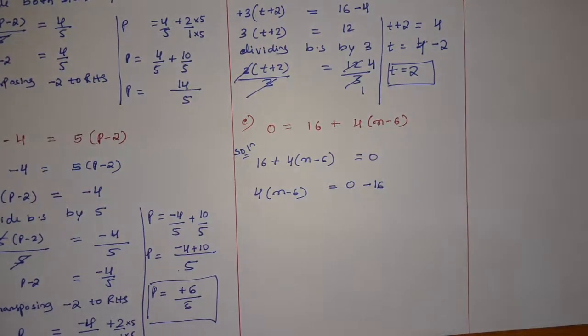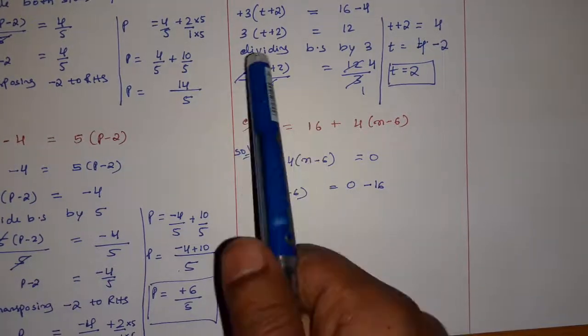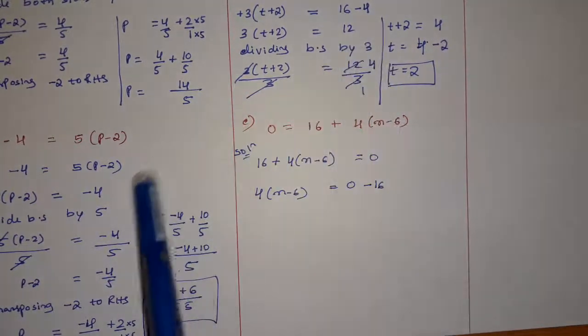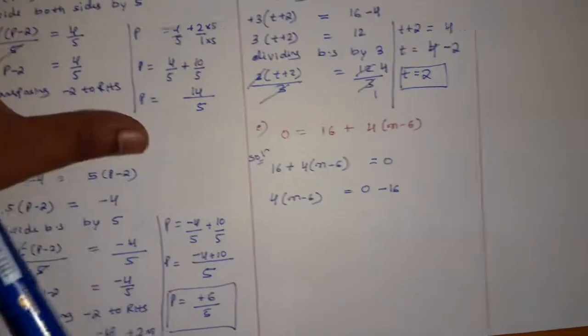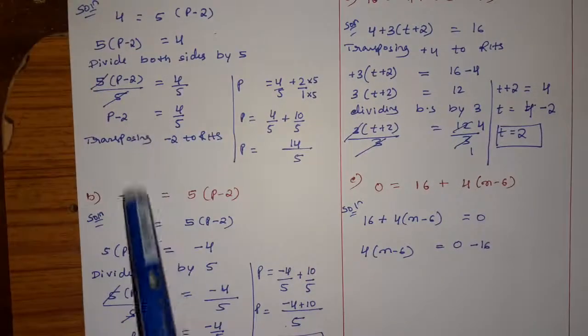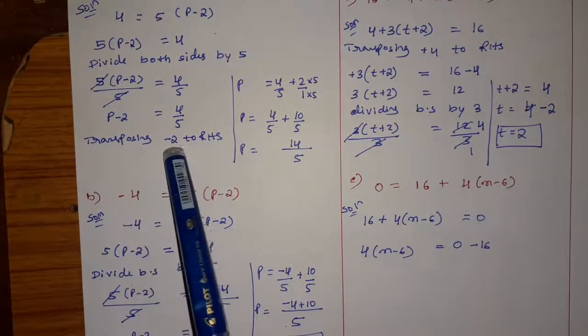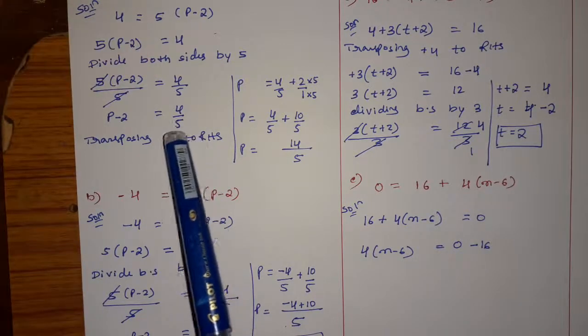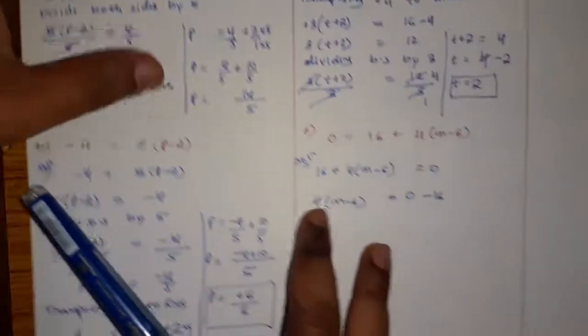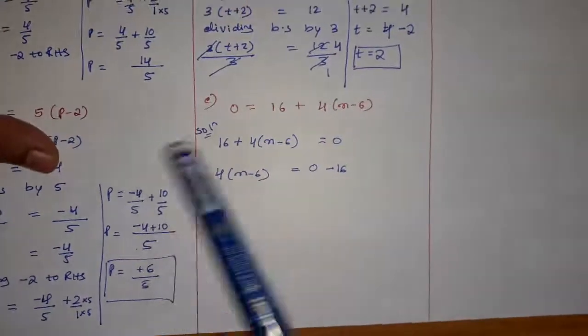No need to write the sentence every time. Dividing by 3, transposing to the RHS. If you want, you can write, otherwise you can leave. In the initial stage you can write to remember the steps, like this, transposing minus 2 to the RHS. You can write like this, or if you want to continue this procedure, you can continue, but actually it is not needed.